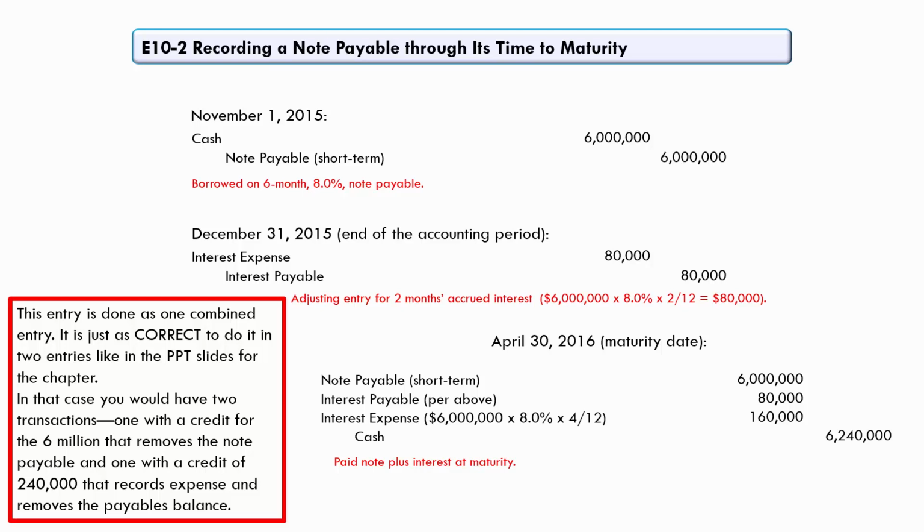The point we're making is we want to make sure that on April 30th there is a total removal of that note payable, there's a recording of interest expense, and there's a recording of interest payable that removes the balance we just put in interest payable on December 31st. Okay, and we also need to show cash coming out, a total amount of cash of $6,240,000.